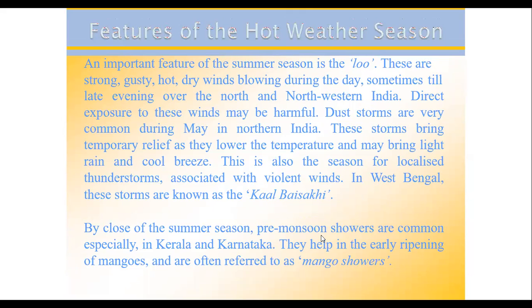Dust storms are also very common during the month of May in northern India. These storms bring temporary relief as they lower the temperature, and they may bring light rain and a cool breeze. This is also the season for localized thunderstorms associated with violent winds and torrential downpours, often accompanied by hail. In West Bengal, these storms are known as Kal Baisakhi.